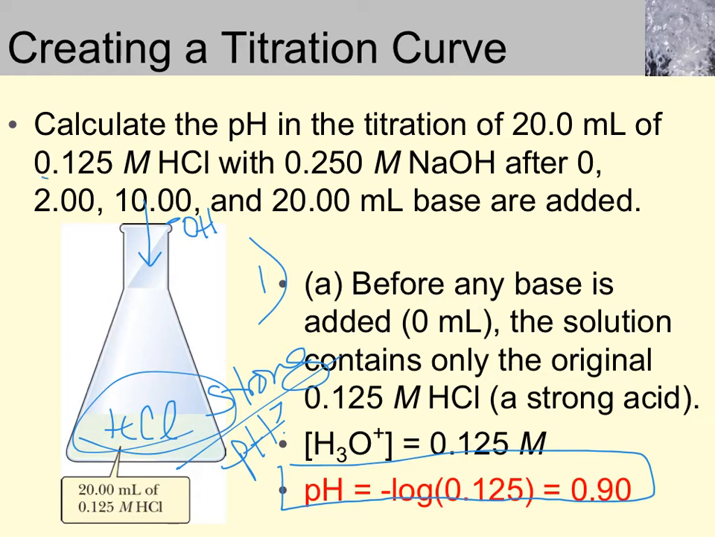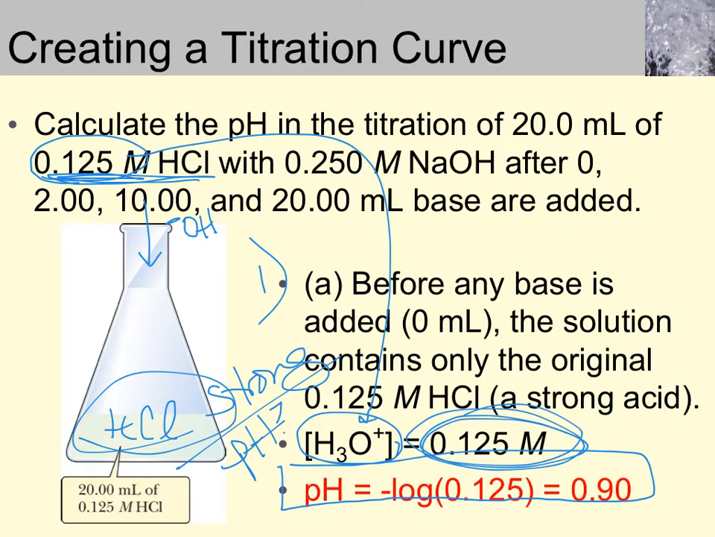Our hydrochloric acid was 0.125 molar. So that will be the concentration of the hydronium ion, remember, because all of this hydrochloric acid ionizes or dissociates. So you end up with the same concentration of hydronium ion. pH equals minus log of 0.125, so the initial pH is 0.90. So when you're making your graph of pH versus milliliters of base added, your 0 point, in other words, when you haven't added any base, the pH is going to be 0.9. So there's your first point down here.